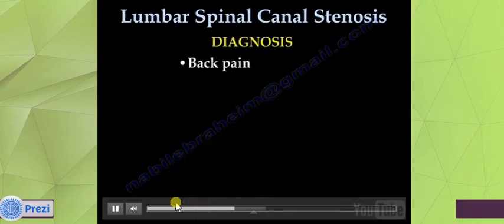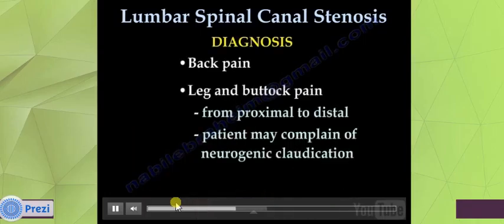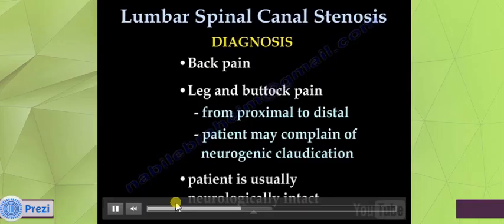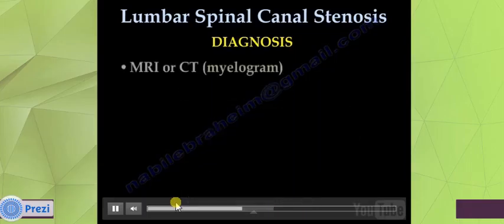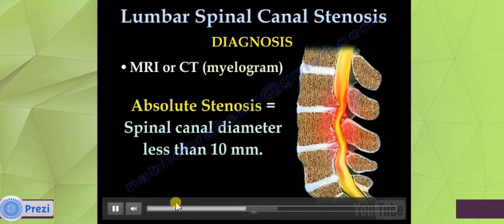Diagnosis: back pain, leg and buttock pain from proximal to distal. The patient may complain of neurogenic claudication. The patient is usually neurologically intact. Radiological diagnosis: MRI or CT myelogram is important. The absolute stenosis is when the spinal canal diameter is less than 10 millimeters.